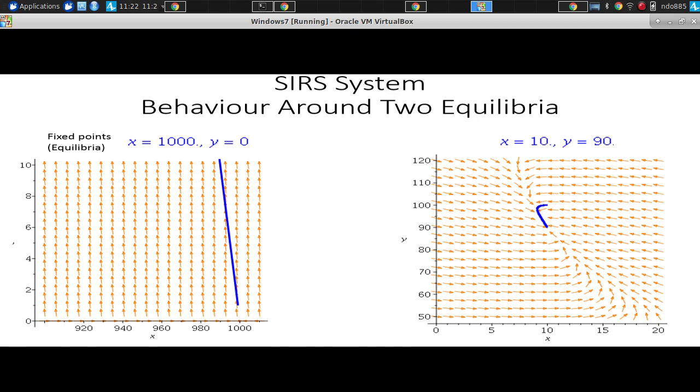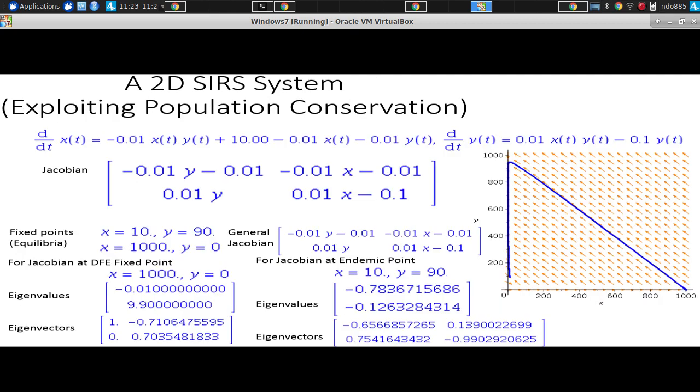But we can use these Jacobians to understand the geometry of why it's pushing things in different directions around the fixed point. But even more significantly, I think, you can take the eigenvalues and eigenvectors of these Jacobians. Now, the eigenvalues of this first one can be read out directly from the diagonal because it's got the zero here. So in that case, you can just read them out. And so the eigenvalues for the disease-free equilibrium are minus 0.01 and 0.9, okay?